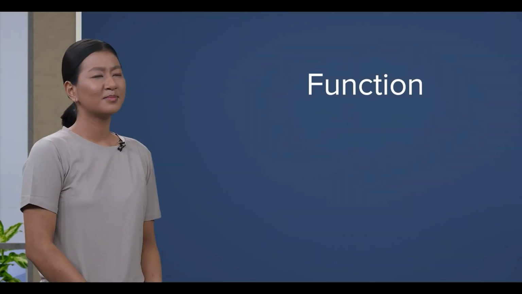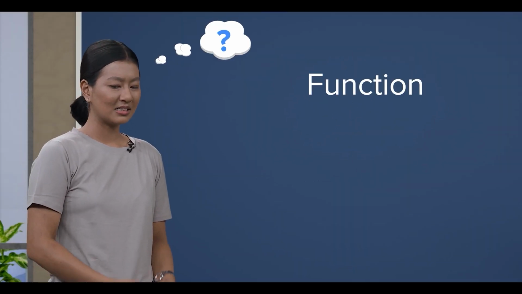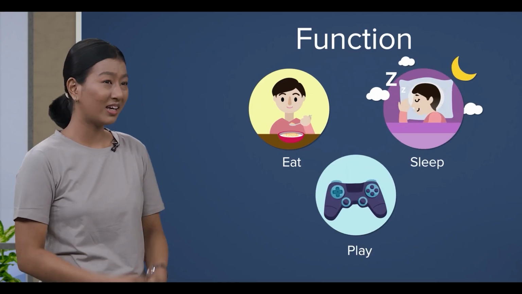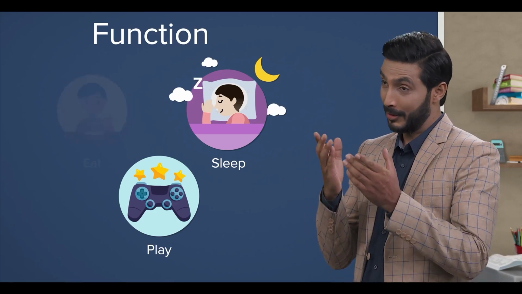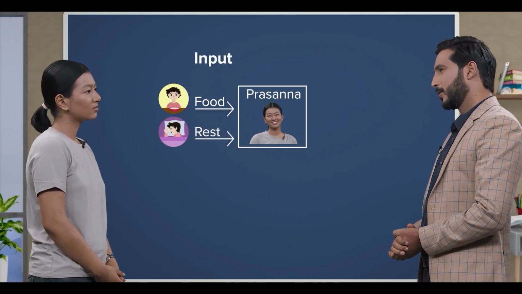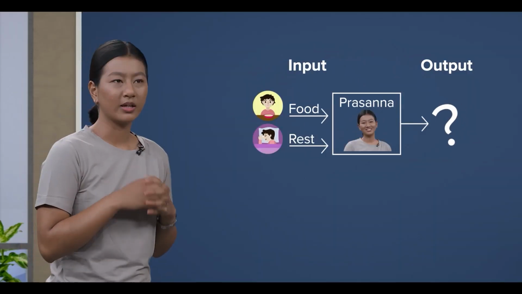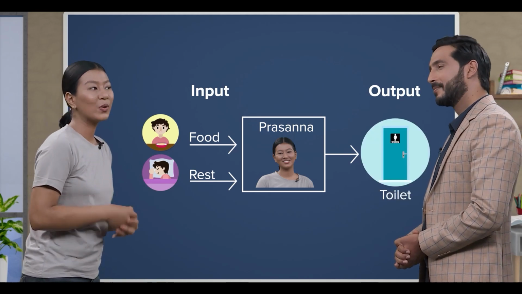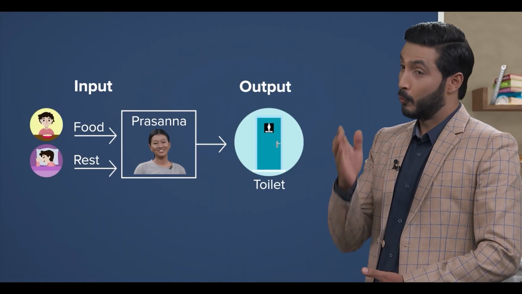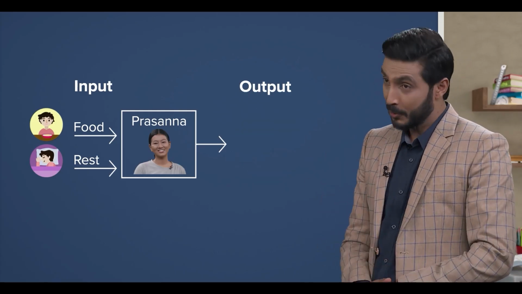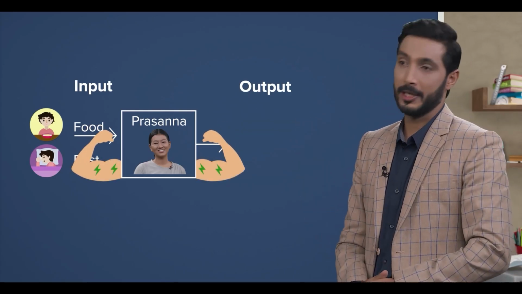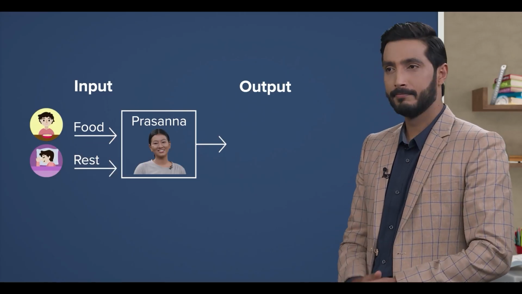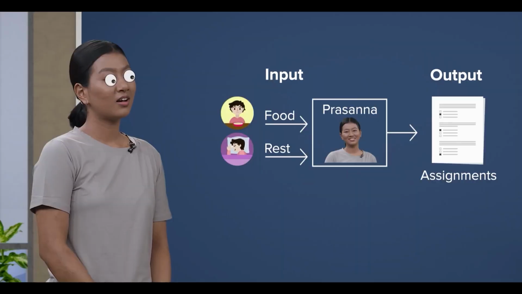What's your function? My function, I guess, is to eat, sleep, and play games. Well, I'm not asking you what you like to do. Look, if this box is you, and I input food and rest into the box, what would the output be? Let me think. If I eat, then I will go to the toilet, and that's where there will be an output. Well, that's one possible outcome, but another possible output could be that you'd have lots of energy and you'd be able to do productive work, like completing all my assignments.